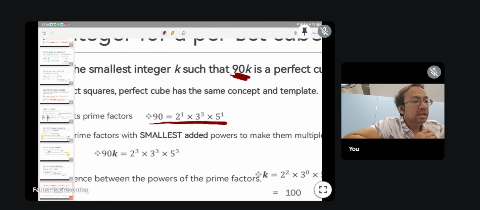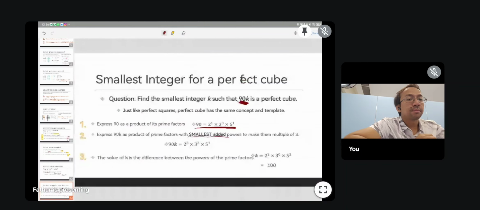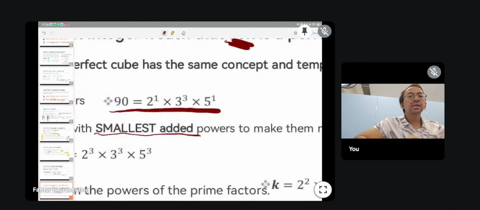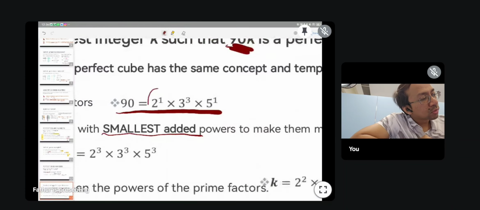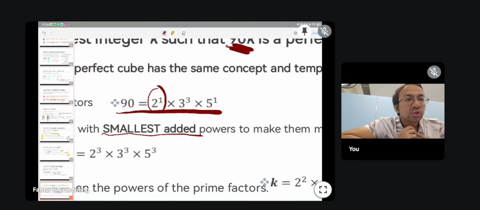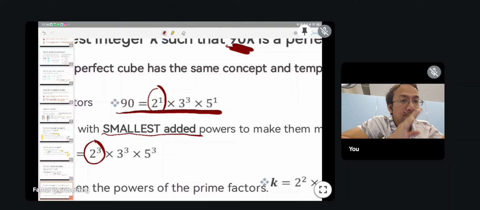Okay. Now, second step, the smallest added power. You start adding the power. Okay. So go and analyze first. Analyze the prime factors. Look at the 2. Is the power a multiple of 3? No, right? So what's the smallest power that is a multiple of 3? 3. The smallest power more than 1, because the power is 1, right? The smallest power more than the power of 1, which is a multiple of 3. I put 3. That's the smallest one, right?